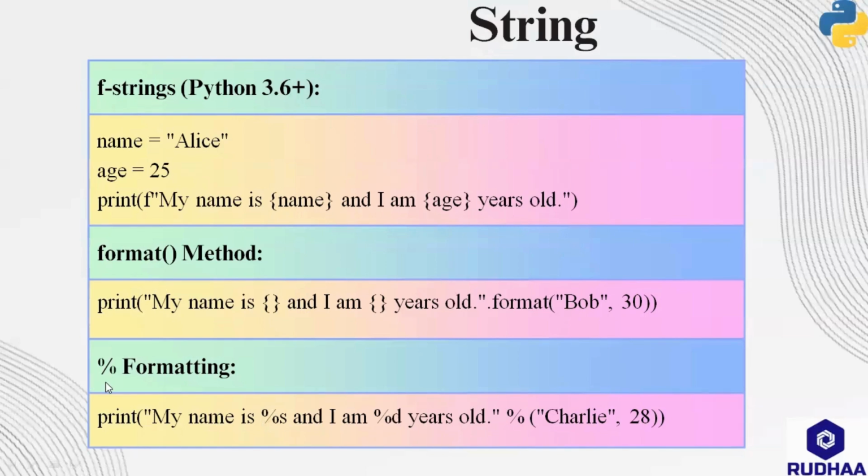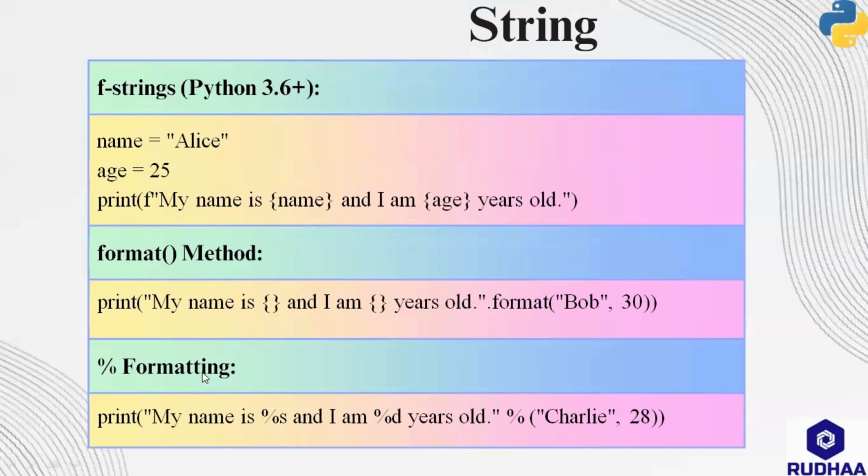And another, third method is percentage formatting. Here you will specify the data type of the output. So here, my name is, so name will usually be a string, so you will specify it as percentage s. And I am, so we are going to specify the age. Age is an integer, so percentage d, years old. So close the quotes, then the percent sign, and we will give percentage of string comma integer. So this is another method of string formatting, which is the percentage method.